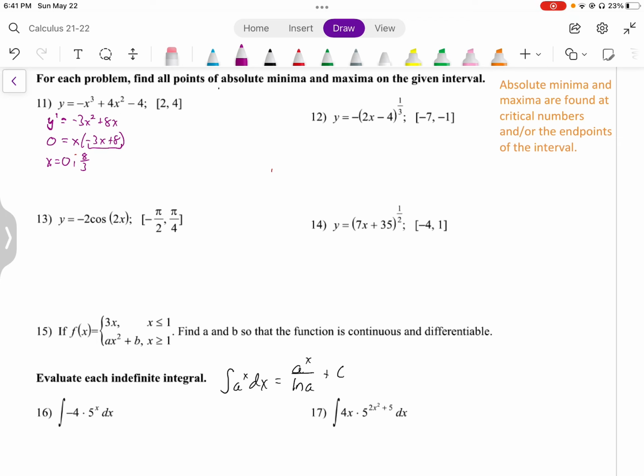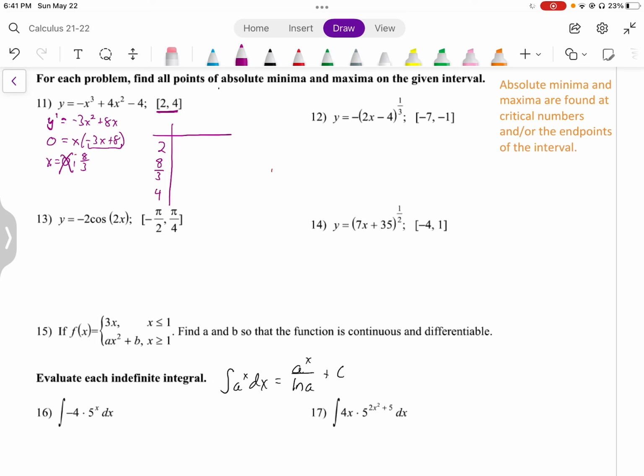We are only looking in the interval 2 to 4, so 0 is not even in there, so we don't have to worry about it. 8/3 is 2 2/3, which is in the interval. So we want to check where our maximums and minimums occur. Let's plug in 2, we'll plug in 8/3, and we will plug in 4.